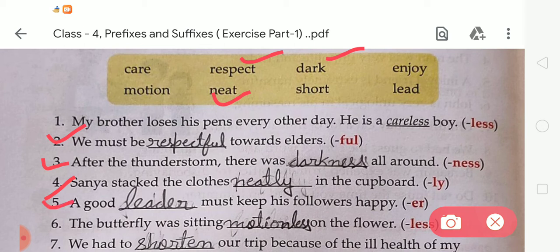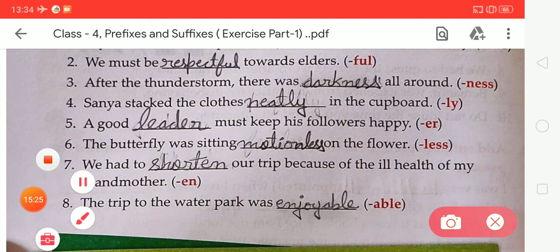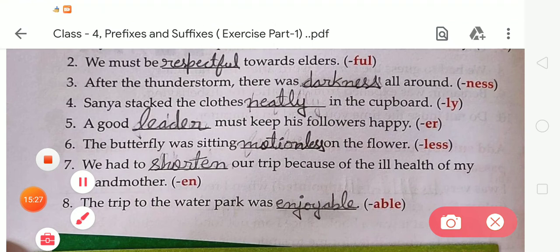Okay, the fifth is a good dash must keep his followers happy. So students, there is the suffix er, so we have to choose the word lead, so it will be leader. So a good leader must keep his followers happy. Now the next is number 6. The butterfly was sitting dash on the flower. Here the suffix is less, so we have to choose the word motion. So it will be the butterfly was sitting motionless on the flower.